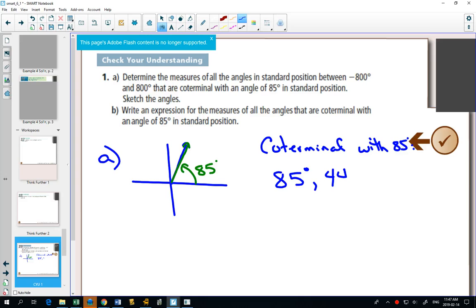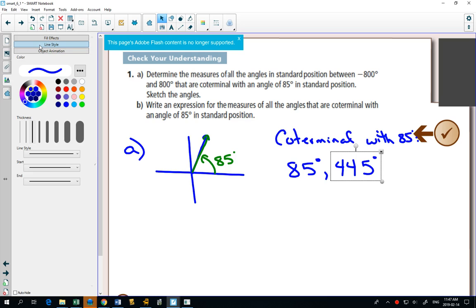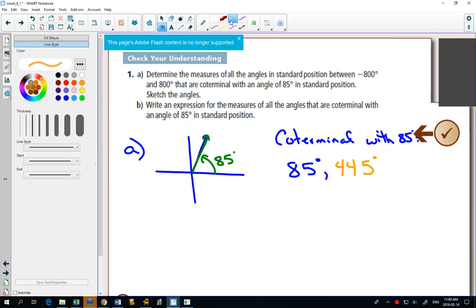445. How did you get 445? Just guessed? You added 360, right? Because 360 is going all the way around once. Let's change, I'm going to color code things here. Let's go with orange, yes. That's a good idea. And if I want to draw my orange one on here, that would be 445 degrees.